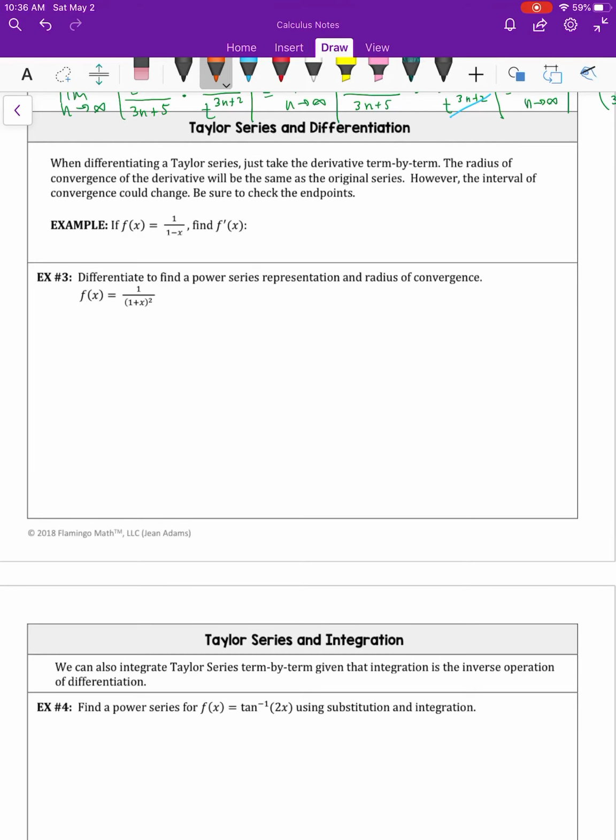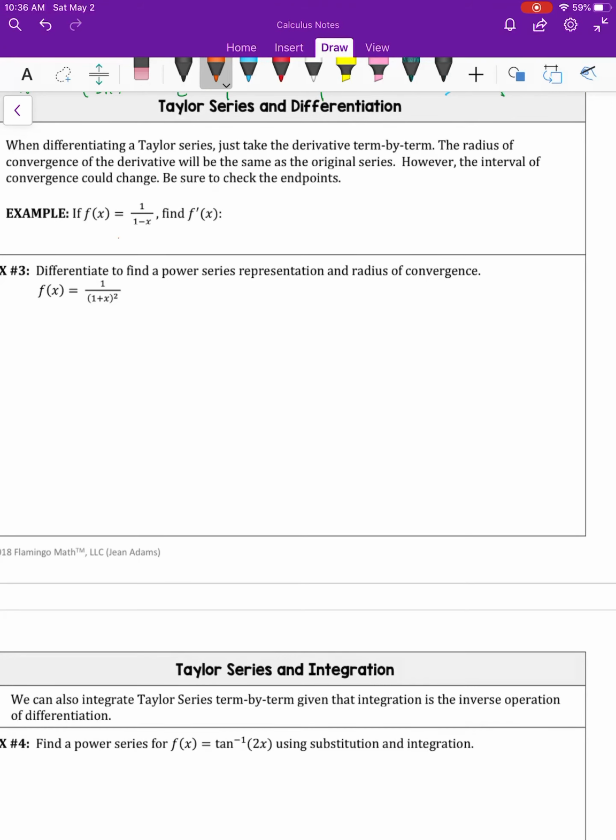So we're going to start off by looking at our function f of x equals 1 over 1 minus x. And if we looked at this as 1 minus x to the negative 1, and then took our derivative, negative 1 times 1 minus x to the negative 2 times the derivative of 1 minus x, this simplifies to 1 over 1 minus x squared, okay?